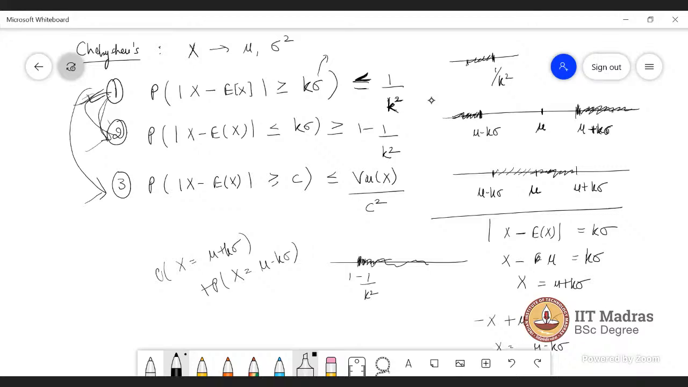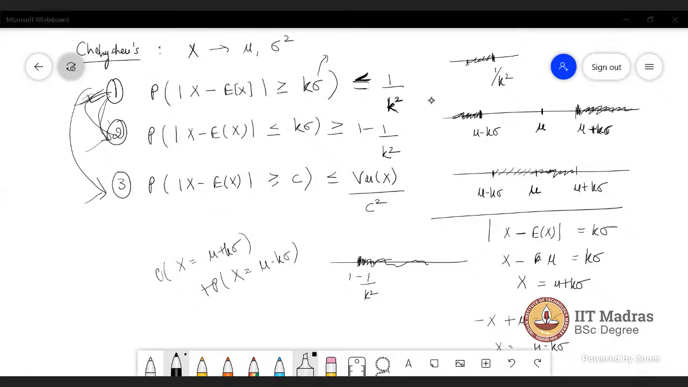Can we say the second one is the complement of the first one? Right, ma'am, it is the complement. If you try to derive the second expression, you will write it as a complement.